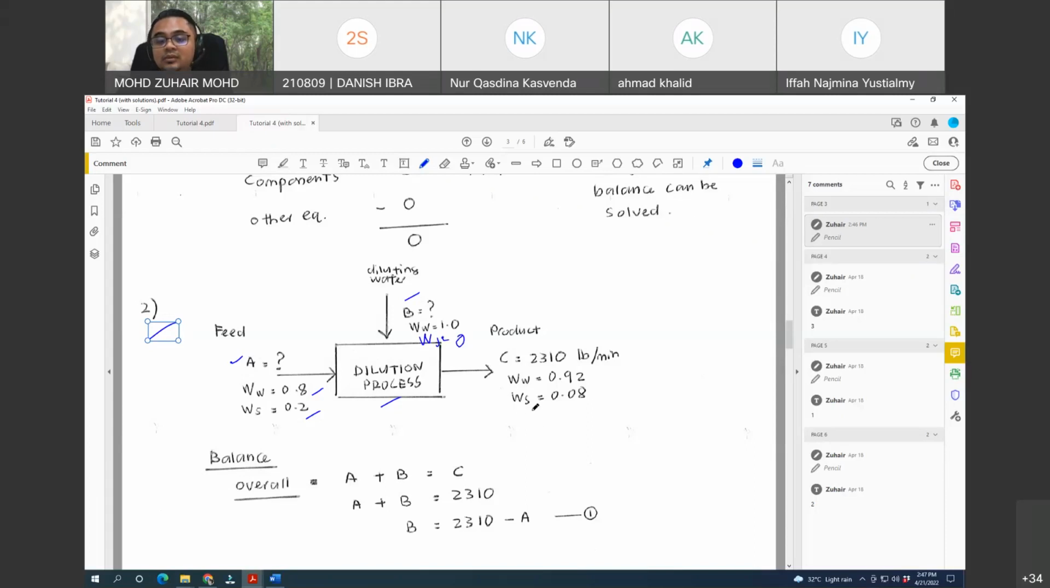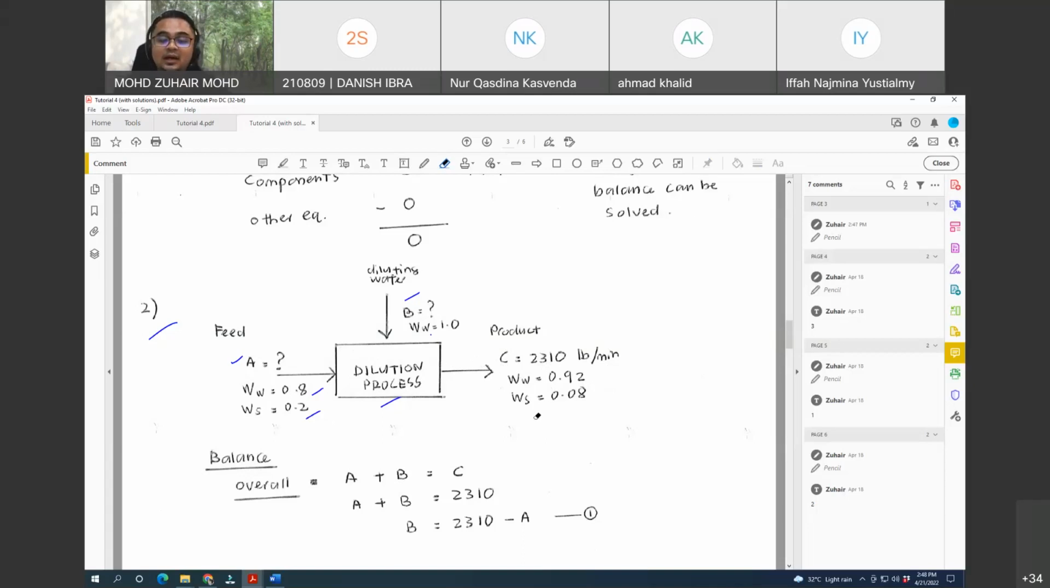Okay, good. This is pure water, no salt. After the dilution process, it goes out as a product that contains 8% salt, so the mass fraction is 0.08, while the remaining is water, 0.92. The flow rate of the product that goes out of the process is 2310 pounds per minute. So now we need to find what B is and what A is. How much is B and how much is A?